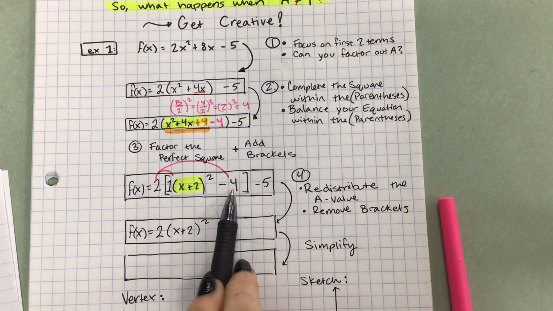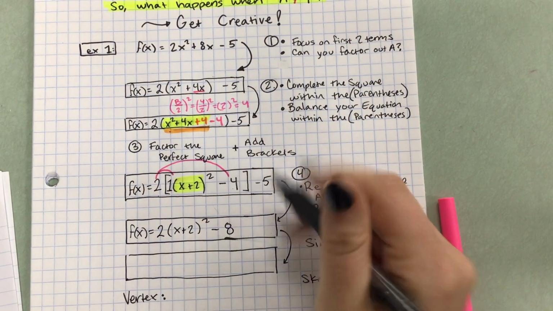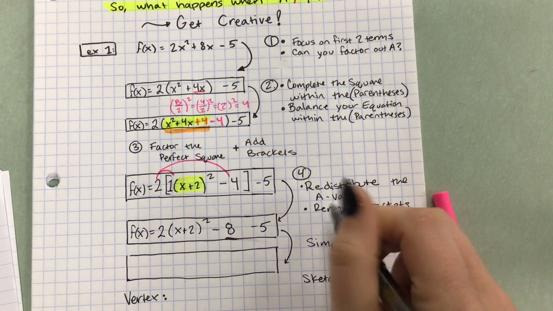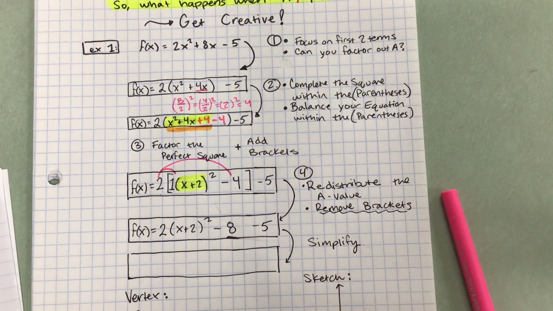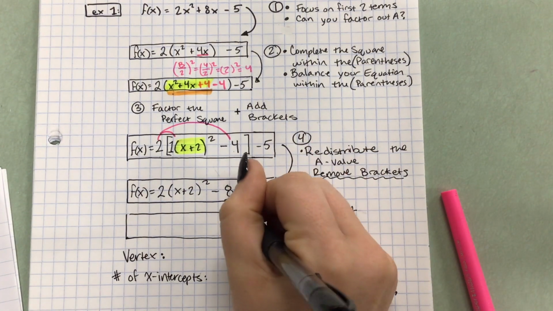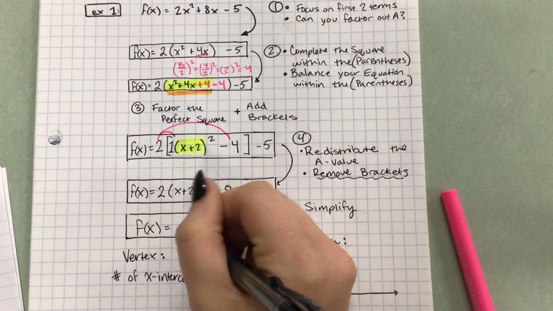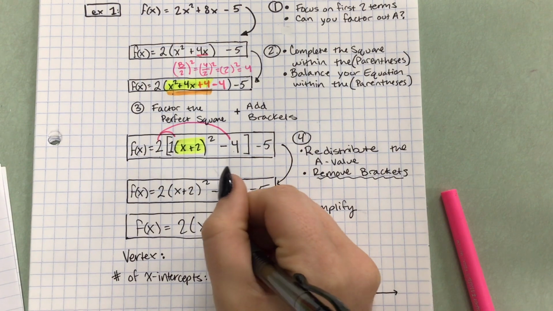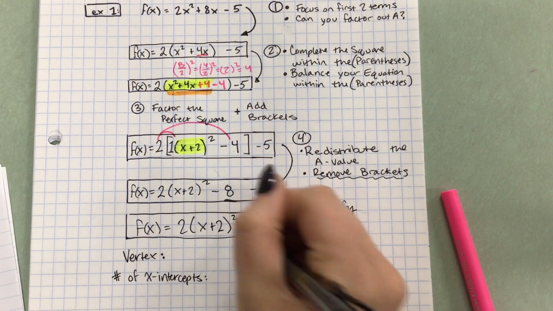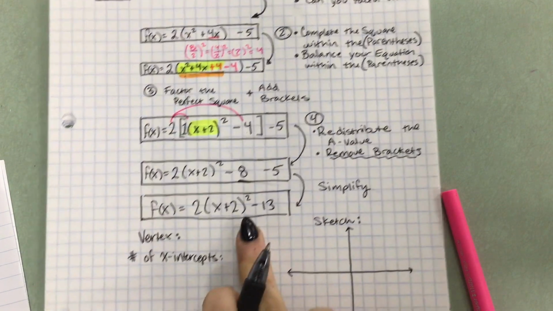2 times negative 4 gives us negative 8. Bring down your minus 5. I've already removed my brackets. Last step is to simplify. Negative 8 take away 5 gives me negative 13. Nothing else changes. Leave it all alone as you bring it down. And there we go. So I am now in vertex form.